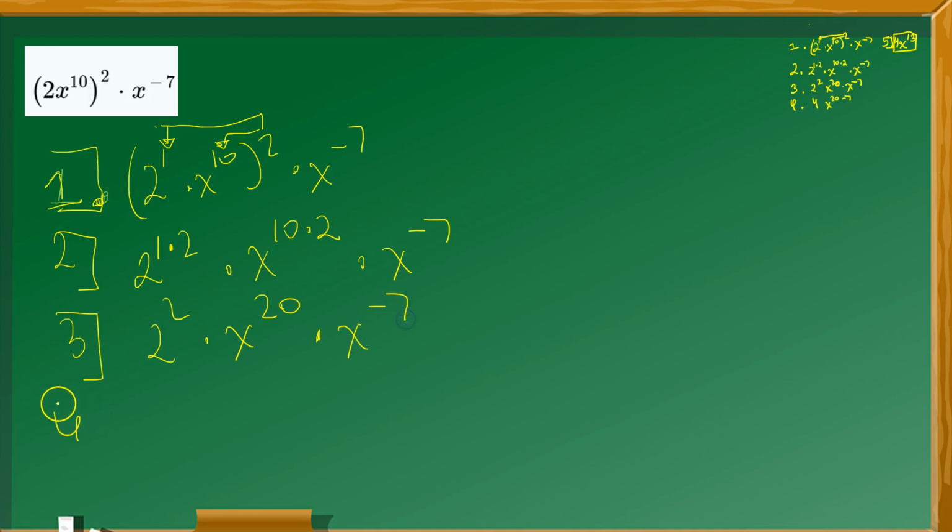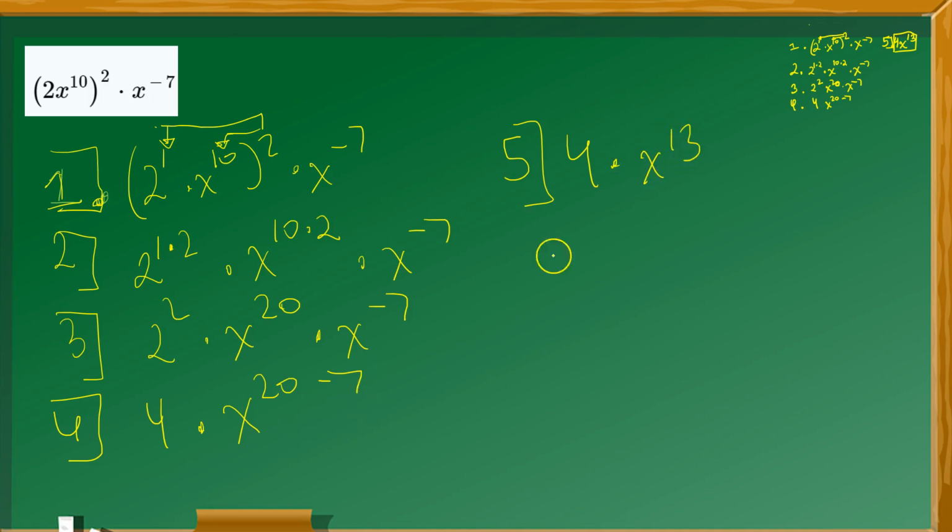At step number 4, I will have 2 squared, which is 4, times x to the 20th times x to the negative 7th. You can write that simply as x to the 20 minus 7. And then at step number 5, I will have 4 times x to the 13th once you do 20 minus 7. And therefore, this here would be the final simplified version of the answer.